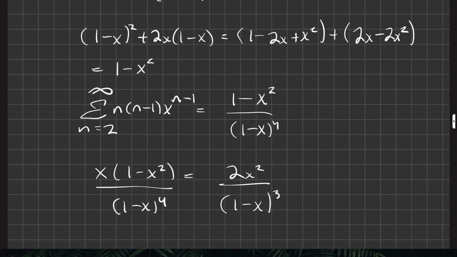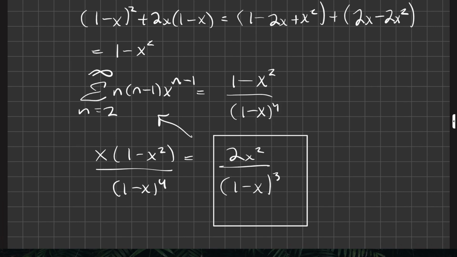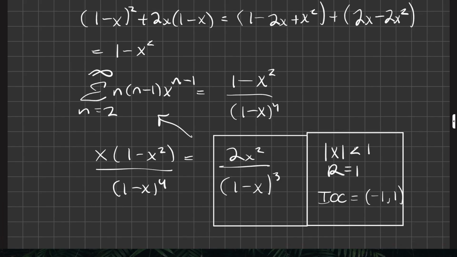Okay, and so this is the function represented by the power series n times (n minus 1) x to the n minus 1. And then the interval of convergence. Again, I'm going to let you do this on your own, but I'll give you that we want absolute value of x less than 1, so our radius should be 1. And we have endpoints negative 1 and 1, and it turns out that the series diverges at both endpoints. So see if you can get to that.